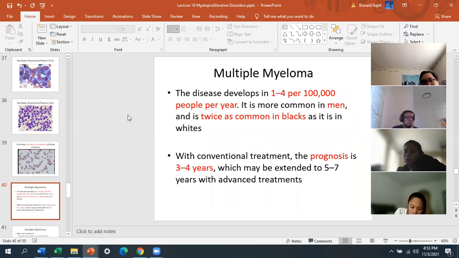The incidence: the disease develops in 1 to 4 per 100,000 people every year. It's more common in men and twice as common in blacks as it is in whites. Conventional treatment for multiple myeloma, the prognosis is 3 to 4 years with treatment and can be extended to 5 to 7 years with advanced treatment. So the prognosis, I mean, it's going to get you eventually. 3 to 4 years with conventional treatment, and with advanced treatment, it's 5 to 7 years.